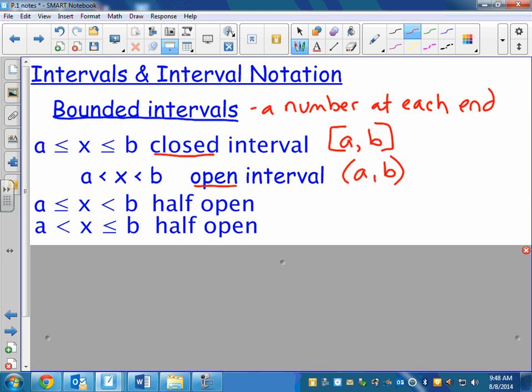This one, A is included, so we would say bracket A, and B is not included, so I would say parenthesis. And the other one's the other way around. It starts with A, but A is not included. B is included. So you just have to be careful with your brackets and parentheses. Memories of this?